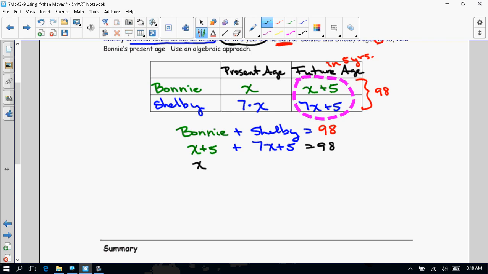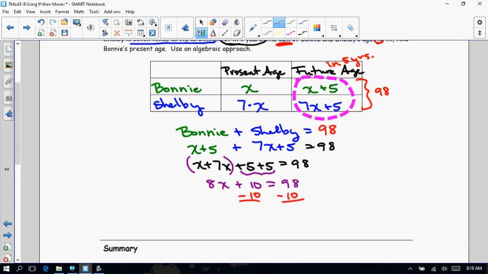So I'm going to have x plus 7x plus 5 plus 5. Just rearrange everything, get it all nice and neat, put things that look alike together, right? Put the x's together. So now I have what? 8x plus my two 5's together. That's 10 equals 98. Well, now I have everything cleaned up on the left-hand side. Let's move things around. If I can add 10 to both sides, I can also subtract 10 from both sides. And I have 8x equals 88.